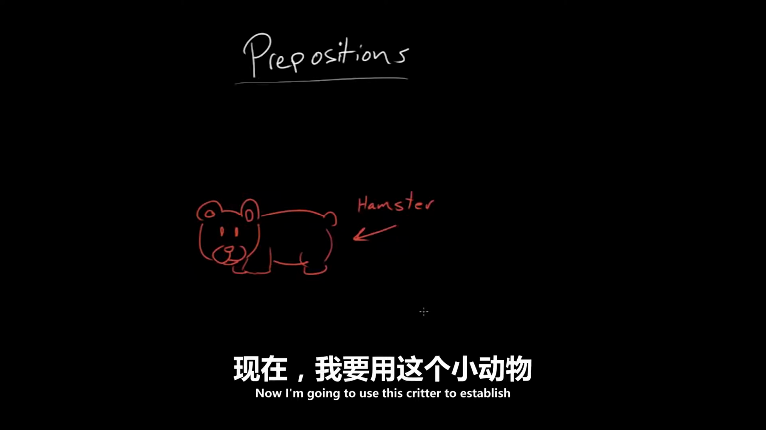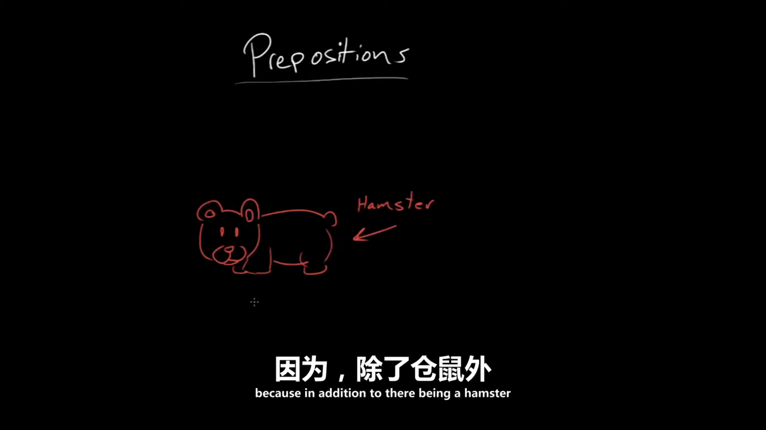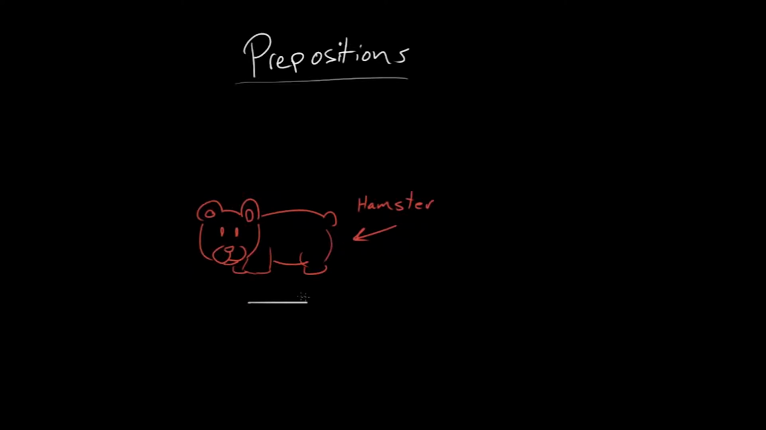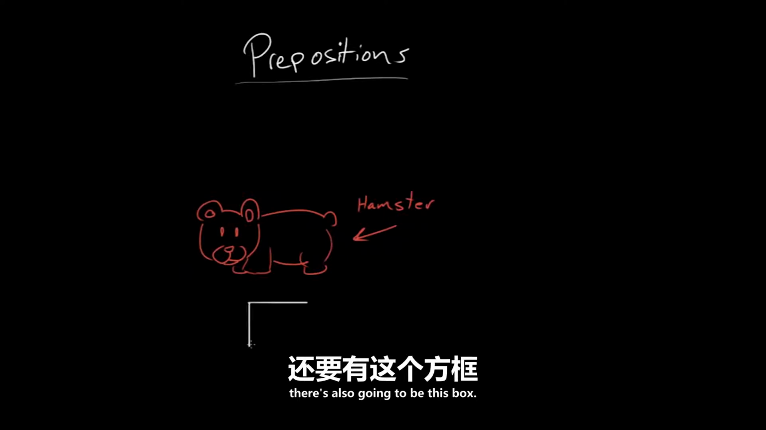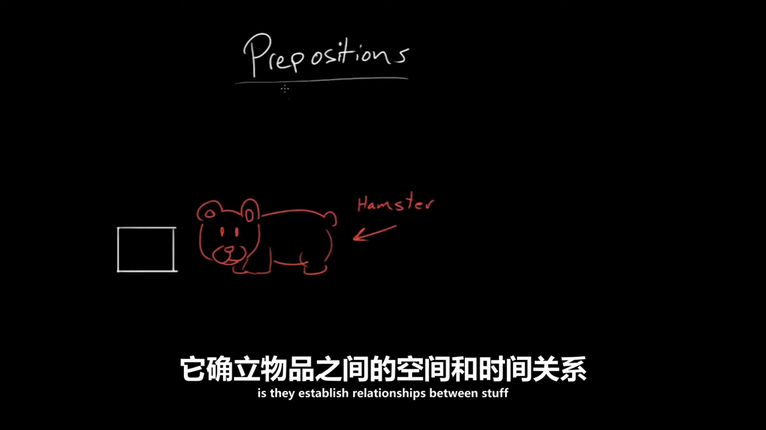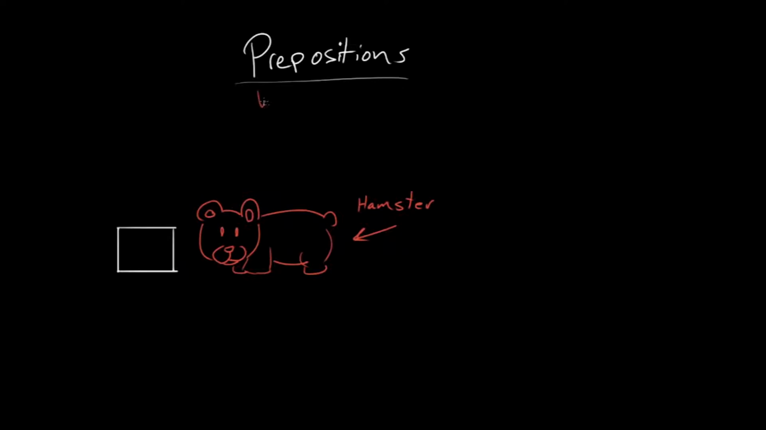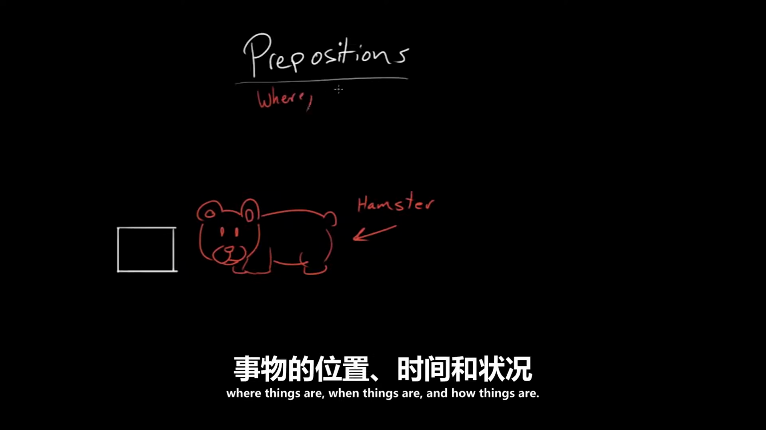We're just going to call it a hamster, a little rodent-type creature. Now I'm going to use this critter to establish what prepositions are and what they do, because in addition to there being a hamster, there's also going to be this box. So what prepositions do is they establish relationships between stuff in place and time. So it can show us where things are, when things are, and how things are.